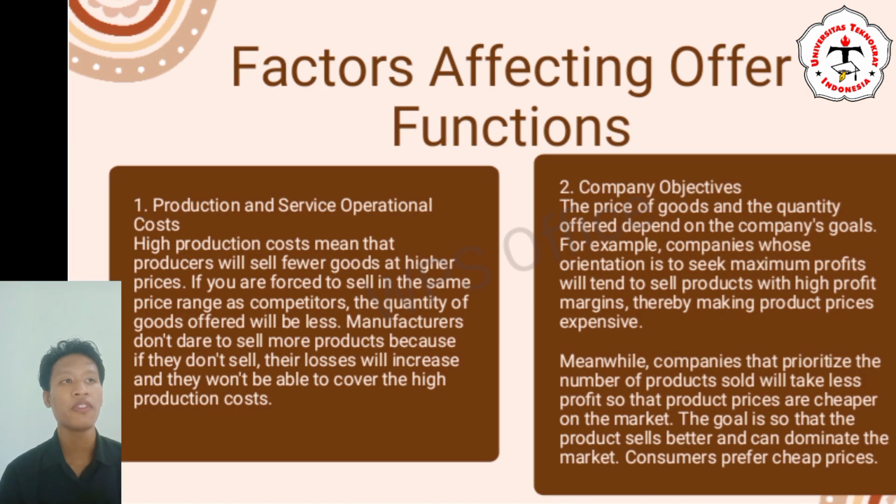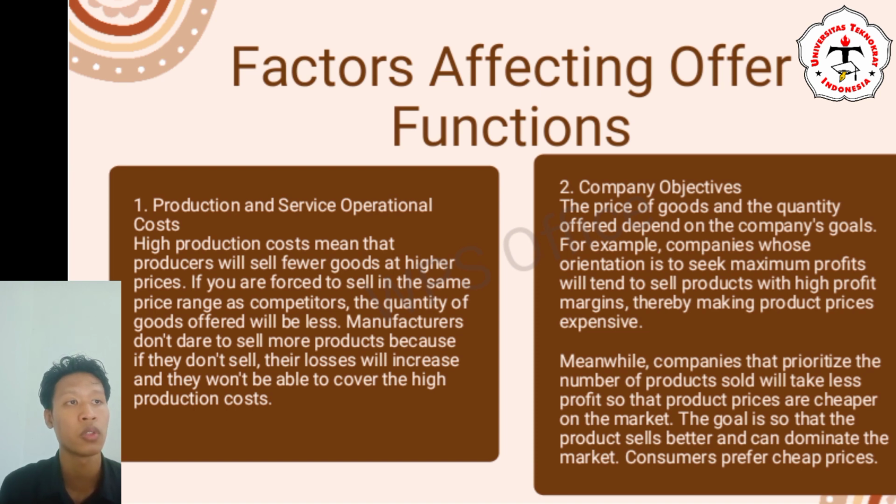Factors affecting the supply function. Number 1 is production and service operational cost. High production costs mean the producer will sell fewer goods at a higher price. If you are forced to sell in the same price range as competitors, the quantity of goods offered will be less. Manufacturers don't dare to sell more product because if they don't sell, their loss will increase and they won't be able to cover the high production cost.